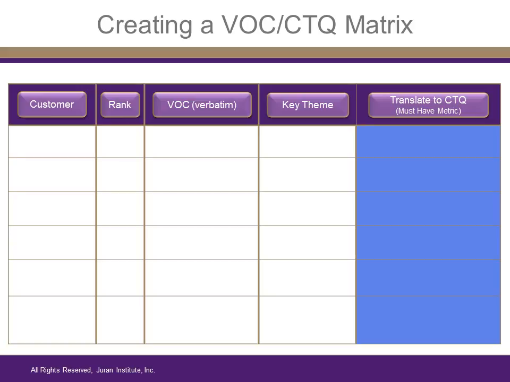Now that we have a high level of understanding of how the voice of the customer is translated to CTQs, let's see how a common tool, the VOC CTQ Matrix, can be used to document this information. First, we identify a list of the internal and external customers of the process. In this case, we are observing customers A, B, C, and D.